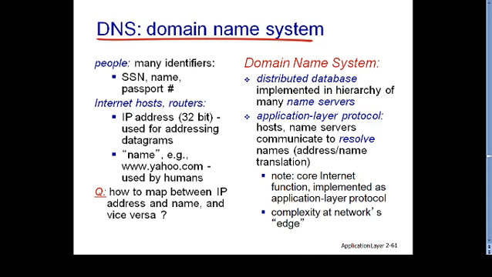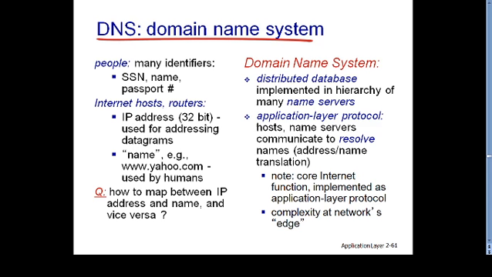and those mappings reside inside a particular server, but that particular server is not in the form of a centralized database. It is in the form of a distributed database, which is implemented in a hierarchy of many name servers. So we have 13 name servers with the names A, B, C, D, E, F, G, H, I, J, K, L, M. So these are the names of our 13 name servers.